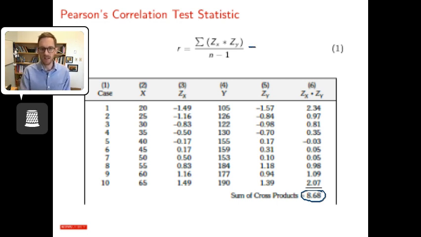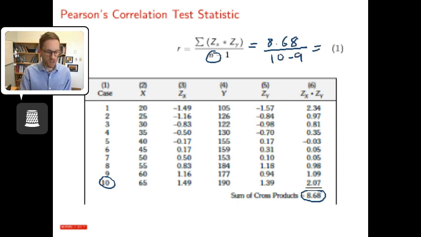Well, that's the numerator in this example, so 8.68. And I know my n is going to be 10 down here. So 10 minus 1 is 9. And if I do that calculation, I get a correlation coefficient of 0.96. So what does that tell us? Well, it tells us strength and direction.